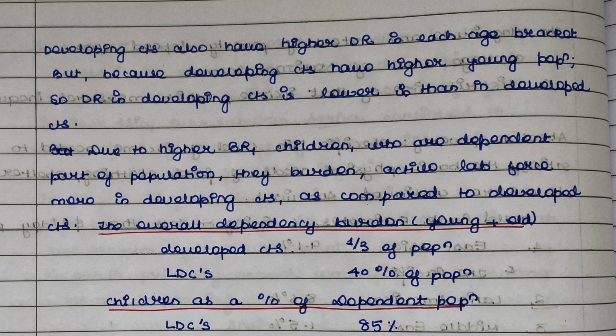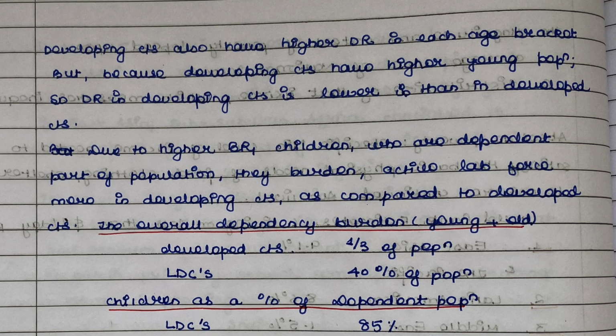And due to the higher birth rate, it means children are more. Children are the dependent part of the population. They are not going to work immediately, right? So they are dependent upon the working age population. So it creates even more misery.